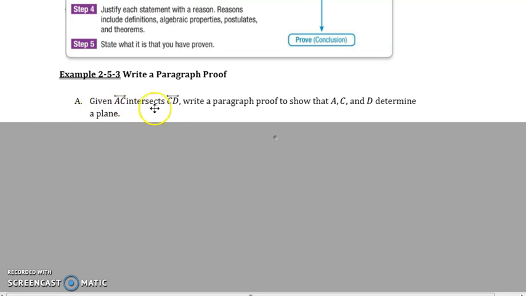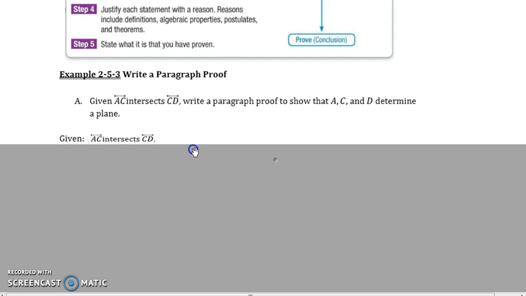We're given that AC intersects CD, so two lines are intersecting. Write a paragraph proof to show that A, C, and D determine a plane. Well, let's think about this first. When two lines intersect, they intersect at a point, right? So we know we're going to have a point. Then we need to talk about how many points we need at least for a plane. We need 3. So we're trying to use A, C, and D to prove that there's a plane there. So let's take a look.